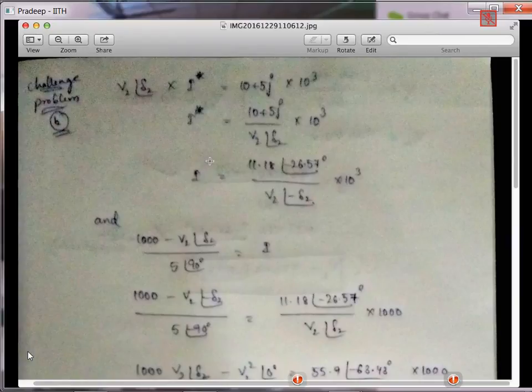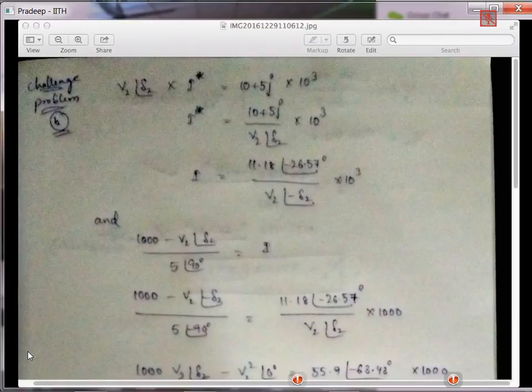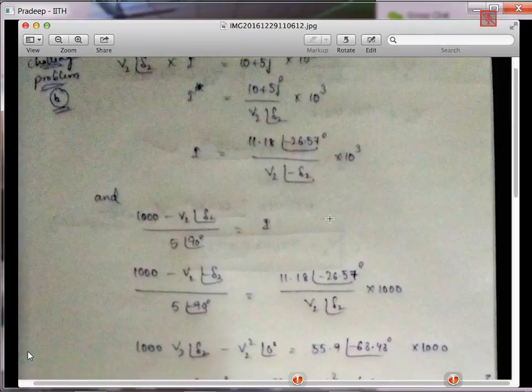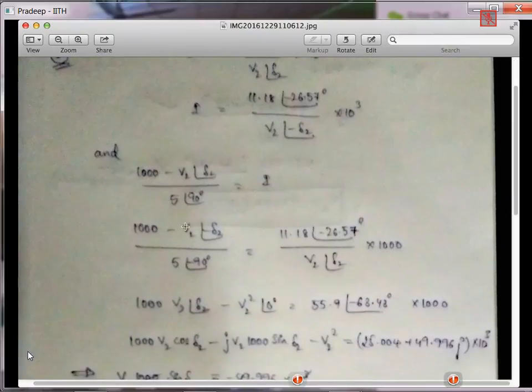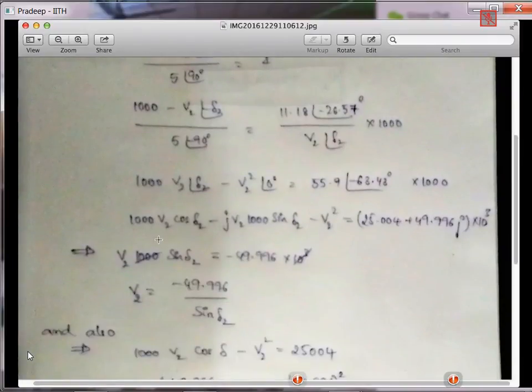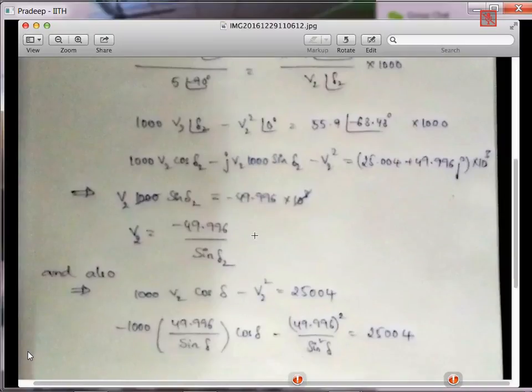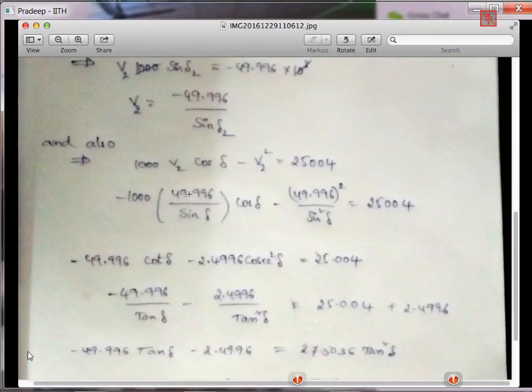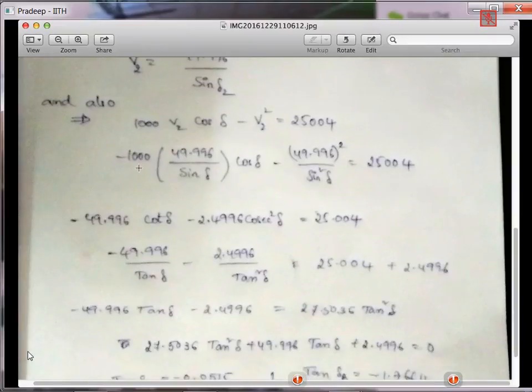Mr. Prasanna Kumar. So what is the procedure? You take V2 delta 2 into I equal to this 10 plus j5 into 10 power 3. So same procedure. Then I is some value we got. Similarly, again I is calculated based on the voltage difference. Then by equating this, expanding it, separating the real part and imaginary part, you get some value like that.